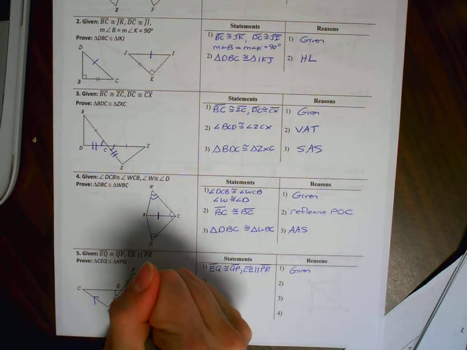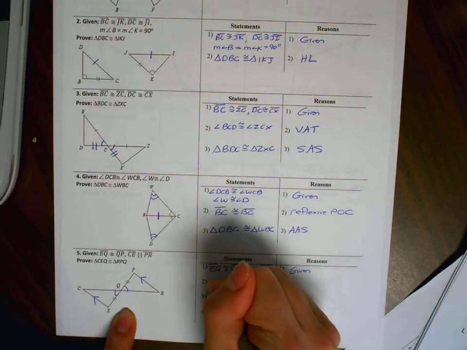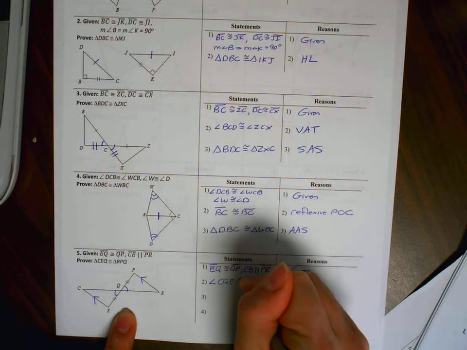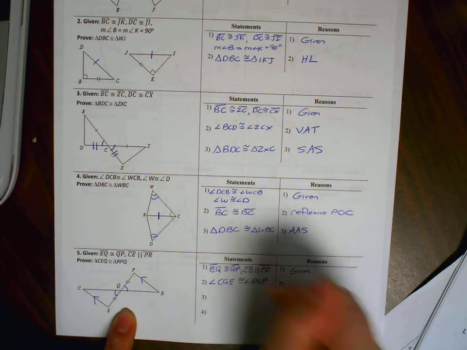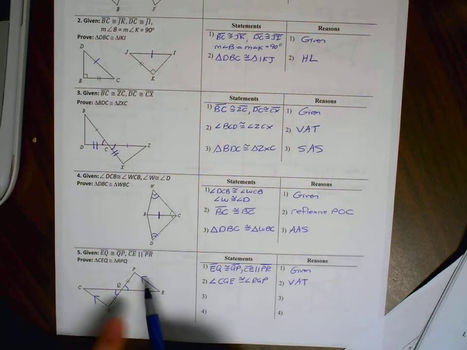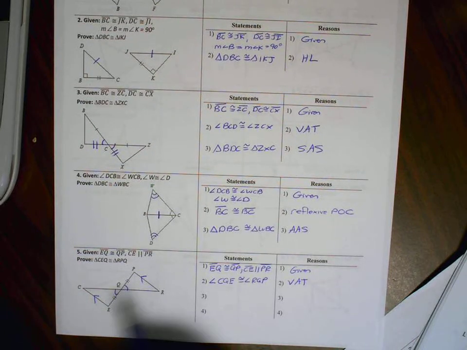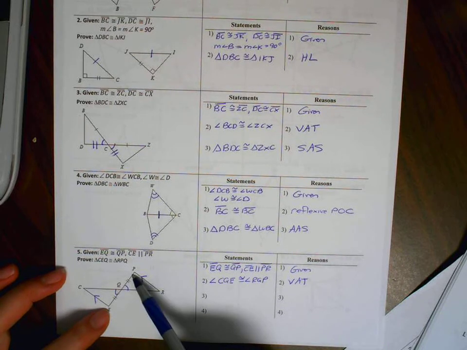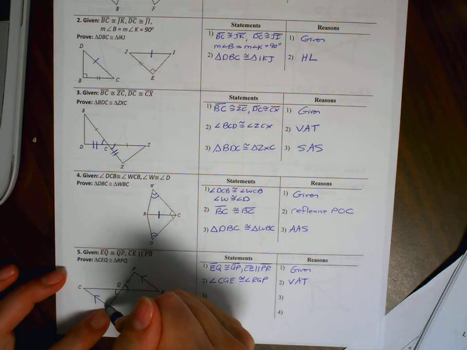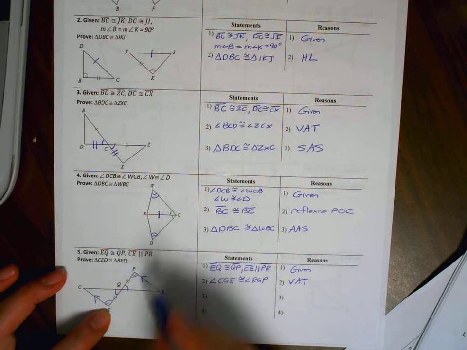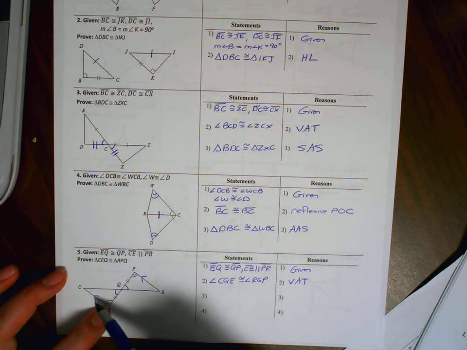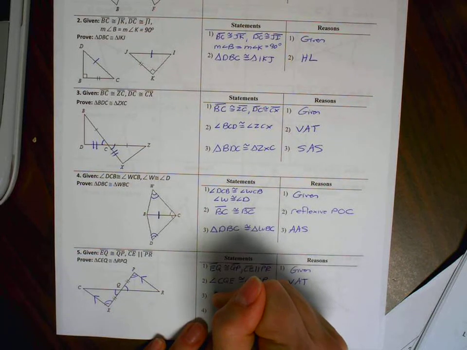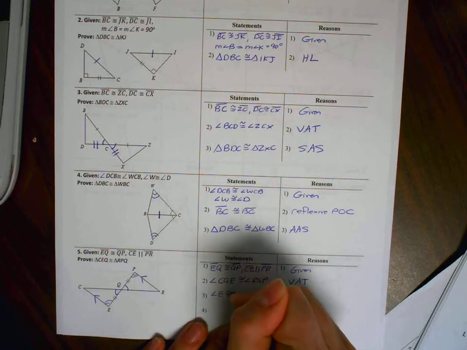There's a vertical angle right here. So I can say angle CQE is congruent to angle RQP, and the reason is vertical angle theorem. I marked these parallel for a reason, right? This is a transversal. So I can say that this angle is congruent to this angle because they are alternate interior angles, right? These are my parallel lines, this is my transversal. So now I have angle E is congruent to angle P.